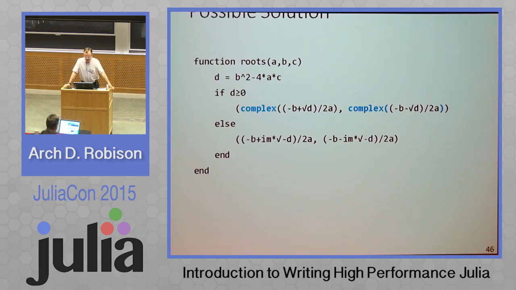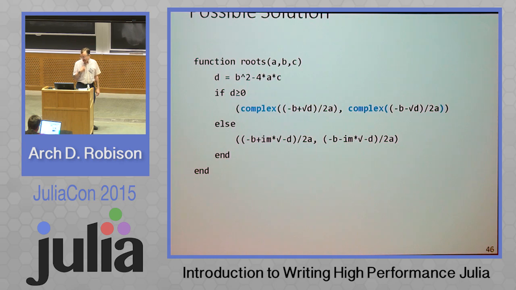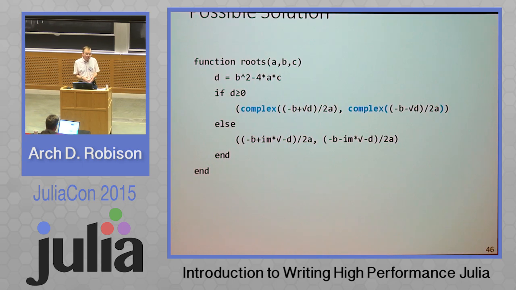If a is 0, I could treat it as a linear equation. But if a and b are both 0, that's a nasty case, because then either any value of x satisfies or no value of x satisfies. At that point, maybe I use NaNs, or maybe I throw an exception. As far as the type inference is concerned, it'd actually be preferable to throw an exception rather than return something of a different type.